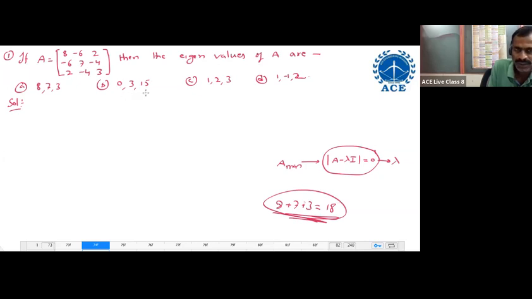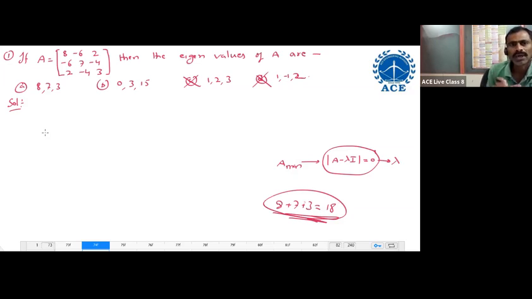Sum of all these numbers also 18 may be the answer. The sum of all these is not 18, so this is wrong. The sum of all these is not 18, this is wrong. So out of these two, one of the options should be correct. By using the sum of the eigenvalues equal to the trace, we are unable to choose the answer. Then we try the next result in the second property.